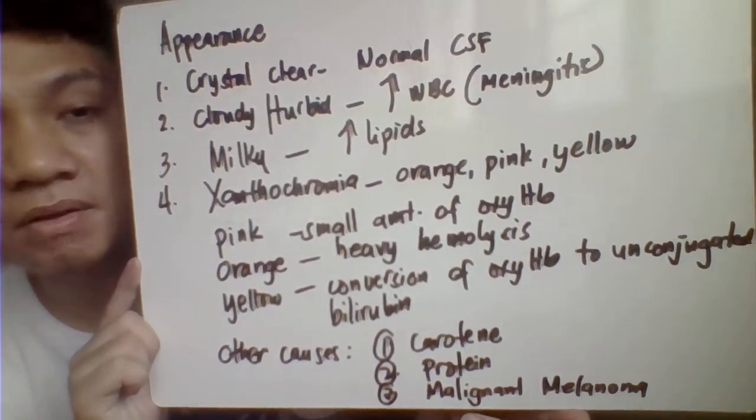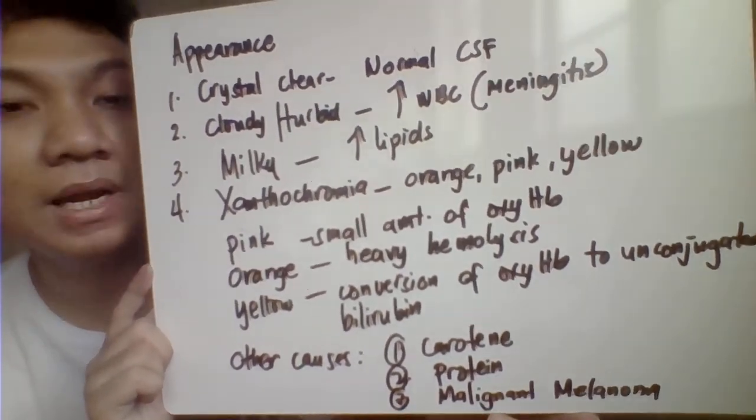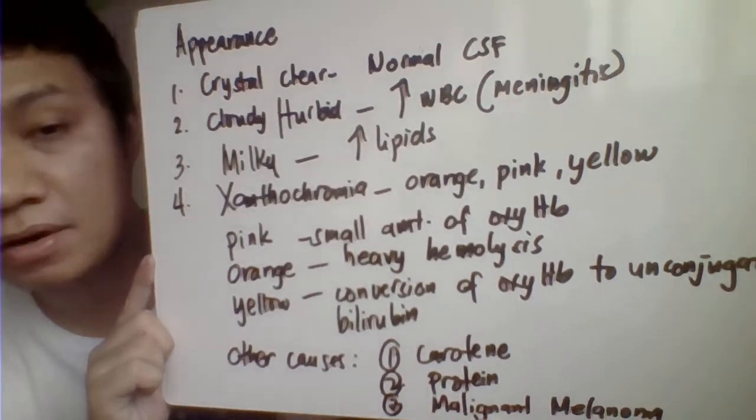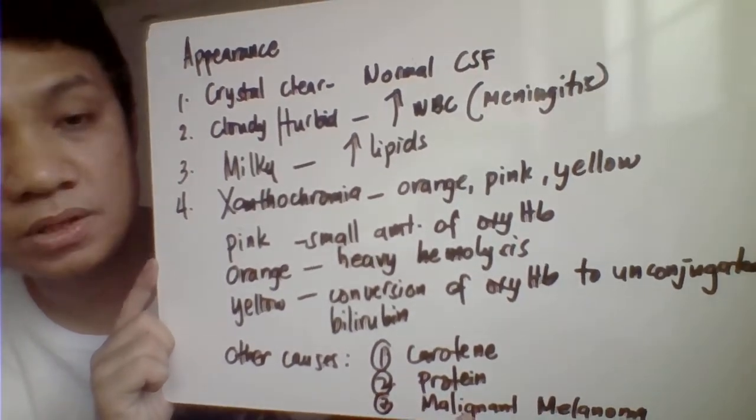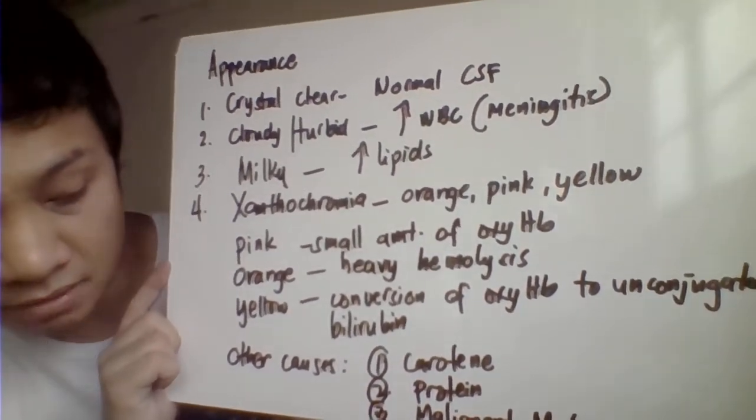Other causes of a xanthochromic specimen may be related to pigments. You could have carotene, you could have protein as well, and you also have malignant melanoma.